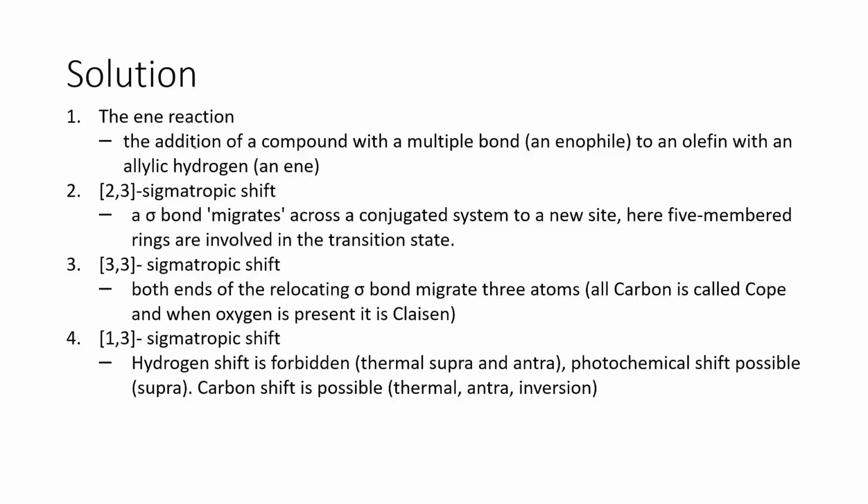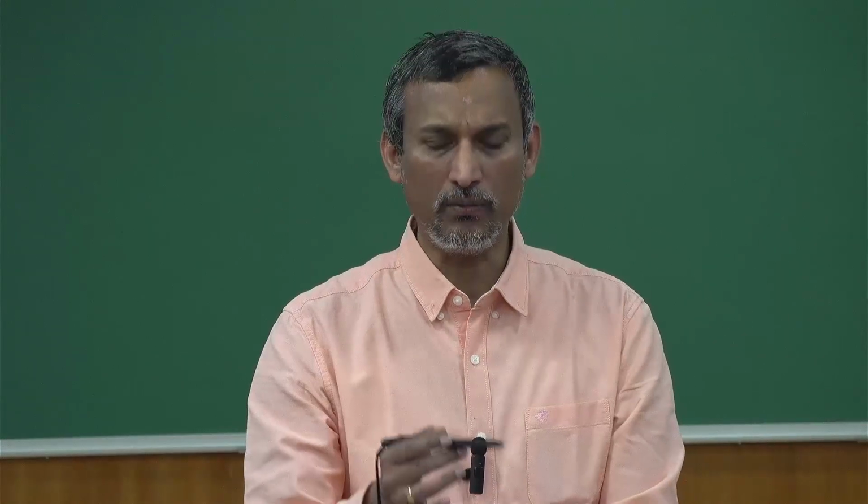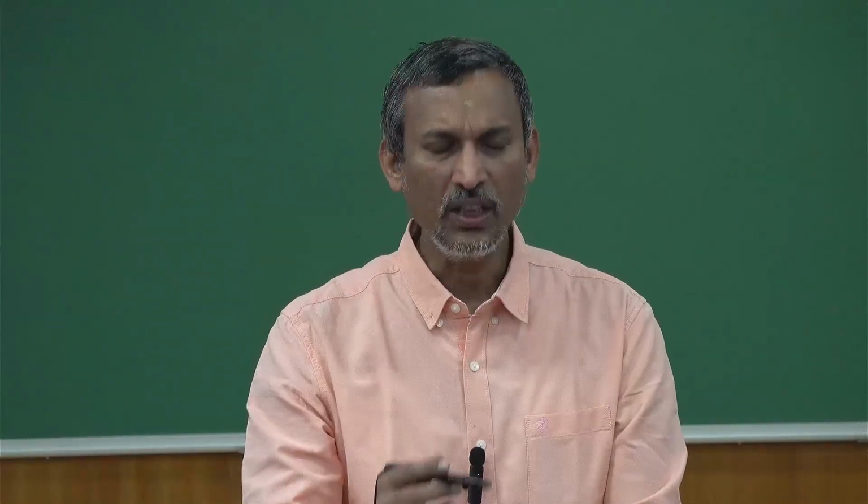So the first step is an ene reaction. An ene reaction is nothing but the addition of a compound with a multiple bond, which is called an enophile, to an olefin with an allylic hydrogen. So this is the most crucial one. We need an allylic hydrogen atom for the ene reaction to occur. So whenever we have an ene with an allylic hydrogen atom, and we treat this with a multiple bonded compound, they both undergo the ene reaction.